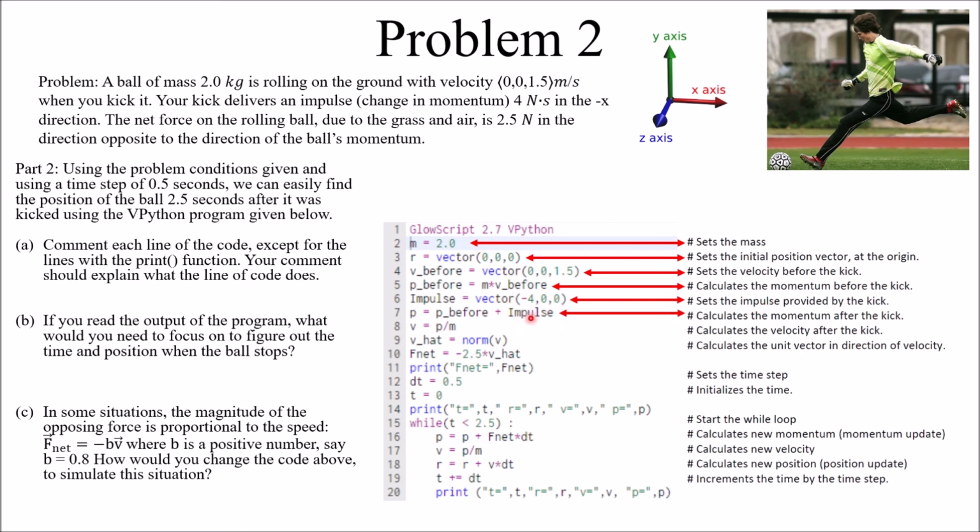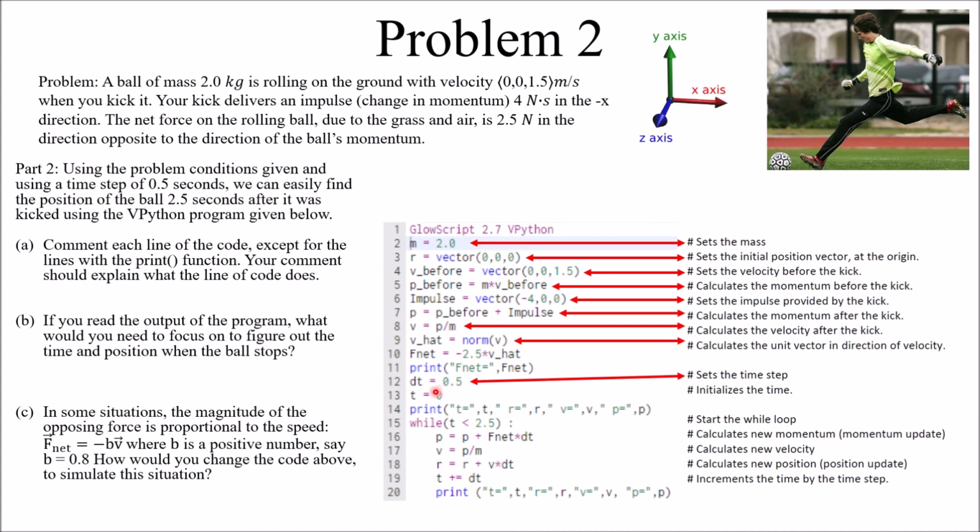The next one is you're calculating the momentum after the kick, so your momentum after the kick is going to be whatever it was before plus whatever change there was. You also have to calculate the velocity after the kick. The velocity is the momentum divided by the mass. And we also want to define our unit vector, so we use a hat for that, so v hat, and that's going to calculate the unit vector in the direction of the velocity.